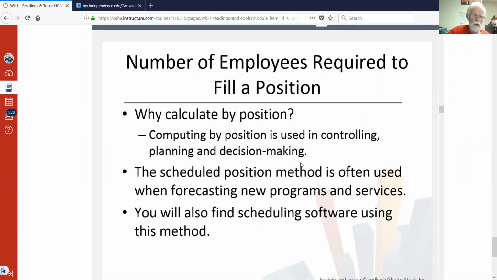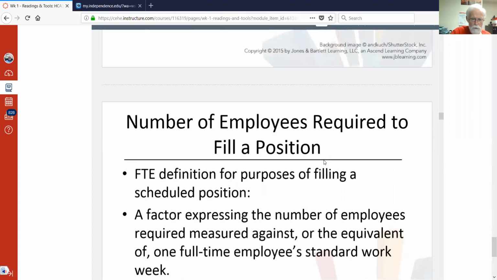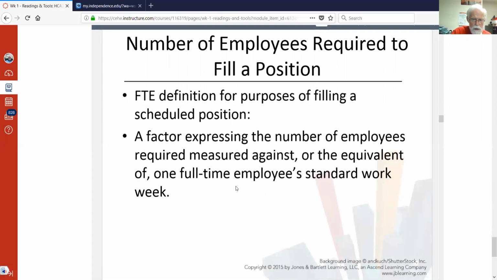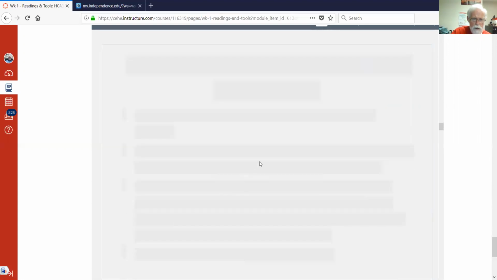Why do we do this? Well, we need to be able to plan and budget and look at what's going to happen, say, if we expand. If we have a nursing home and we decide to add a rehab wing, how many FTEs are we going to need? How many rooms are we going to have? How many patients do we expect to have in there? So we are going to be looking at all of those, and we need to be prepared to make those decisions.